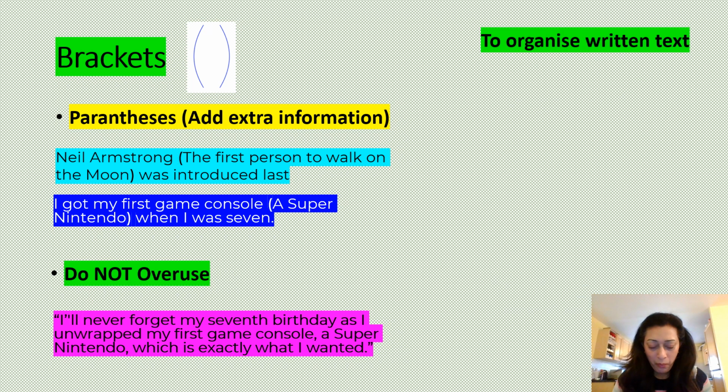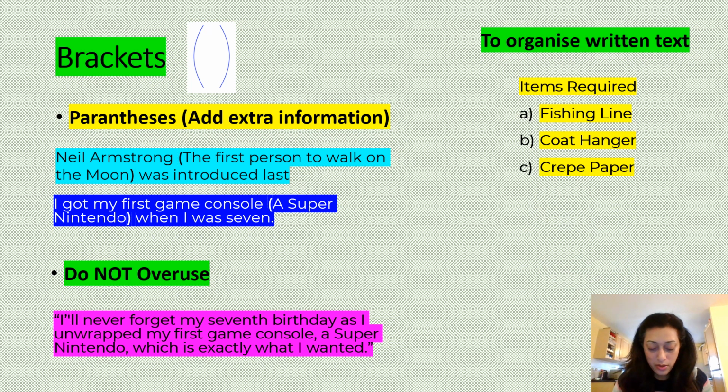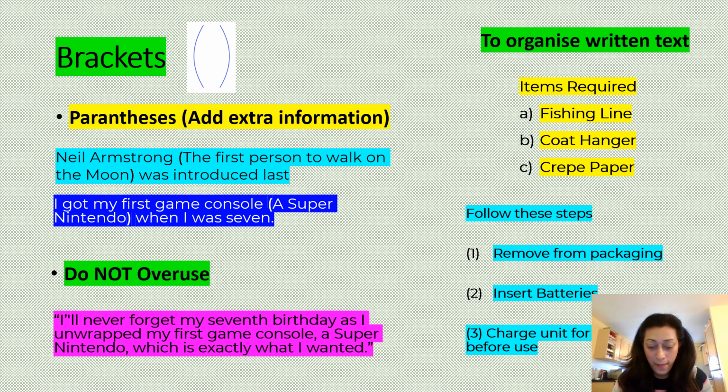Another is to organize a written text. So round brackets can be used with letters and numbers to organize lists. You can use either open or closed brackets as long as you're consistent. For example, items required: A, B, C, so we can use a half round bracket. Also, follow these steps: 1, 2, and 3.